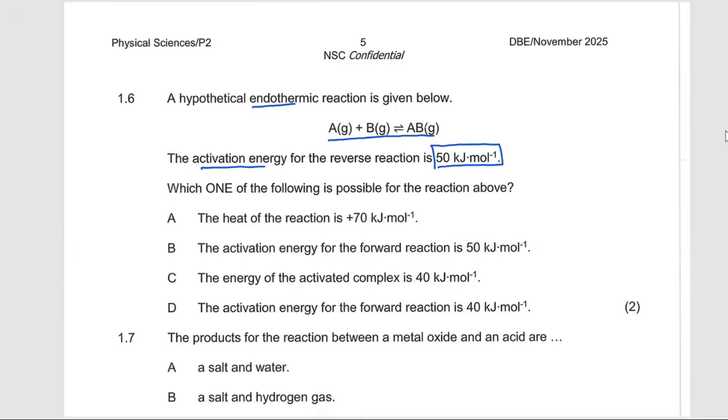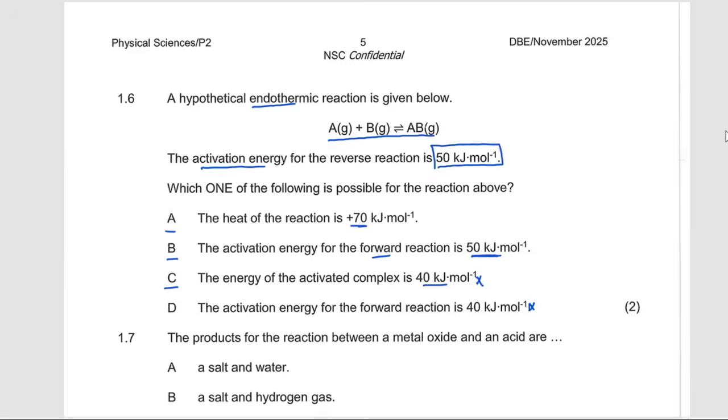So now we're having our option A there that says the heat of reaction is a positive 70 kilojoules per mole. Then we're also having B there that says the activation energy for the forward reaction is 50 kilojoules per mole. The activation energy for the forward reaction is 50. So this is your Ea there, 50 kilojoules per mole. Okay, then C says here the energy of the activated complex is 40, which is incorrect there. Then the activation energy for the forward reaction is also 40. These ones are incorrect, right?